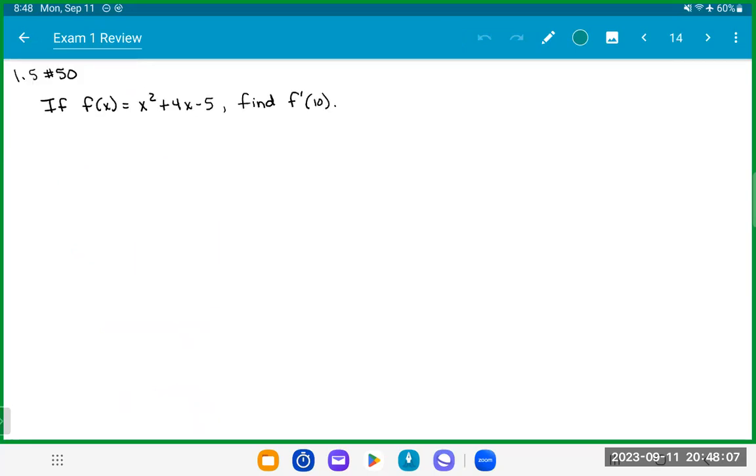Okay, so for this next problem, we want to find f prime and evaluate it at 10. So we take the derivative first. The derivative is 2x plus 4. And now we evaluate it at 10. So that's 2 times 10 plus 4 equals 20 plus 4. It's 24. Question.